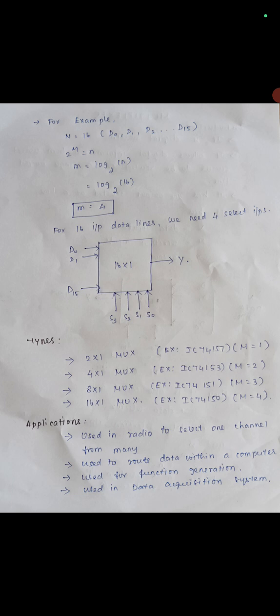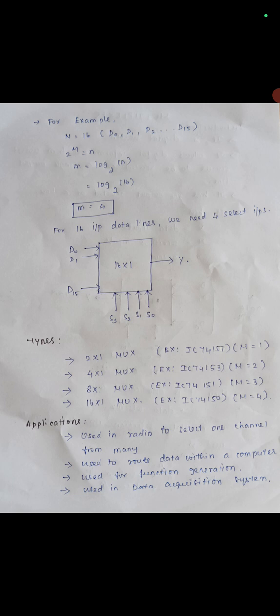Next, we will look into the types of multiplexer. The types of multiplexer are 2 cross 1 mux, 4 cross 1 mux, 8 cross 1 mux, and 16 cross 1 mux. So the inputs are increased. In the first one, 2 inputs are there. In the second one, 4 inputs. In the third one, 8 inputs. In the fourth one, 16 inputs. But in all the types, the output is a single output.